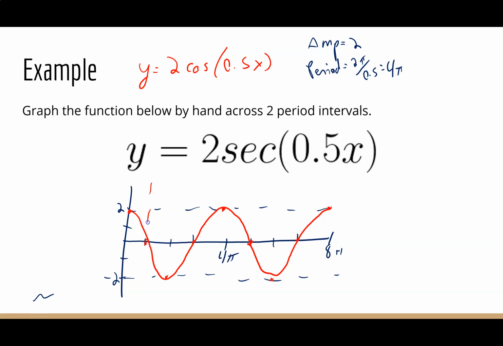I am going to draw myself asymptotes everywhere it crosses the midline. And let's make our cosecant green. So the only thing that really matters in the end are those parabolas, but everything else is the work you show to get to those parabolas.